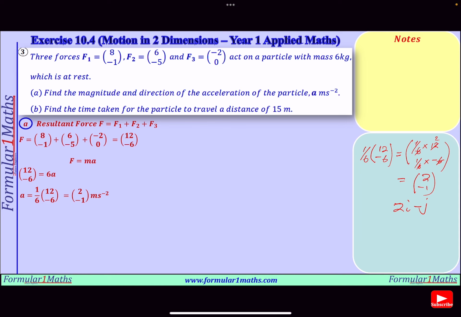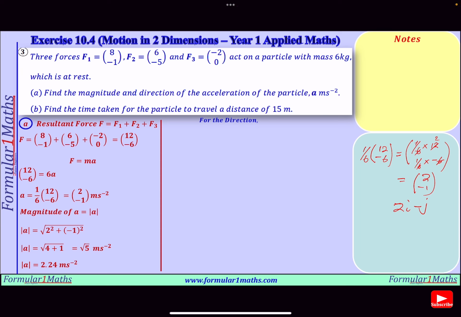And so, using this vector, we can calculate the magnitude by using Pythagoras' theorem, which will be the square root of 2 squared plus minus 1 squared. That will give the square root of 4 plus 1, and finally, square root of 5 meters per second squared, which will also be 2.24 meters per second squared.